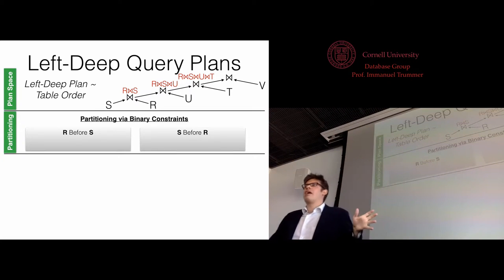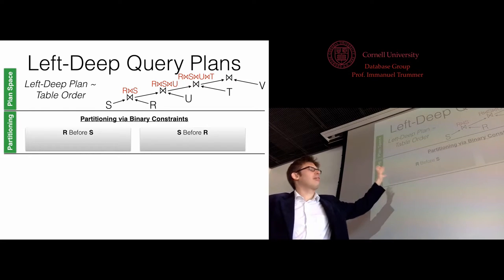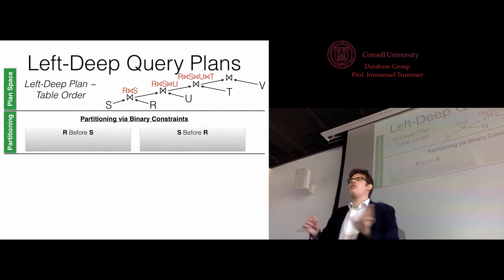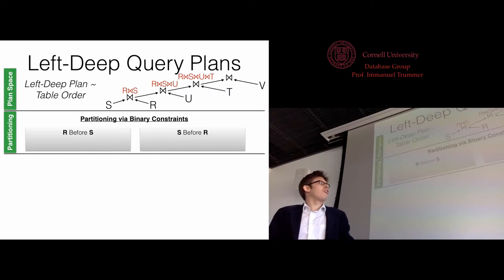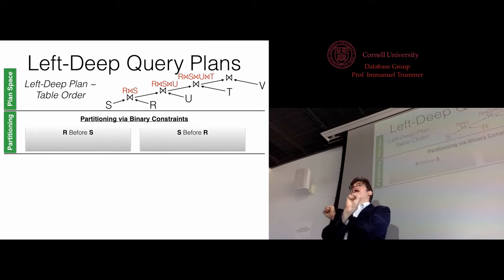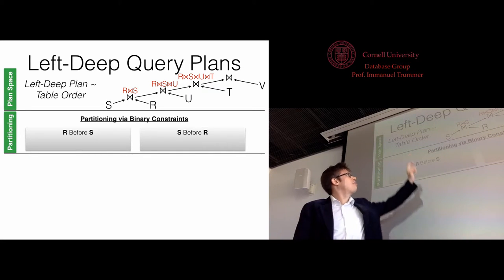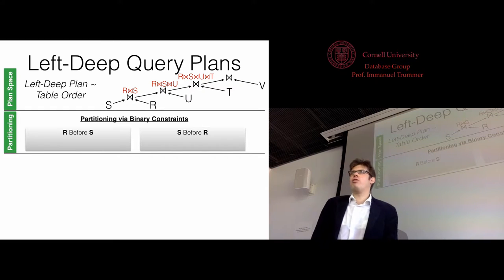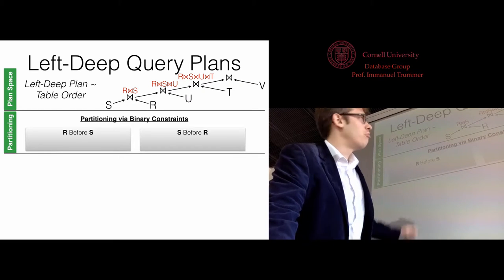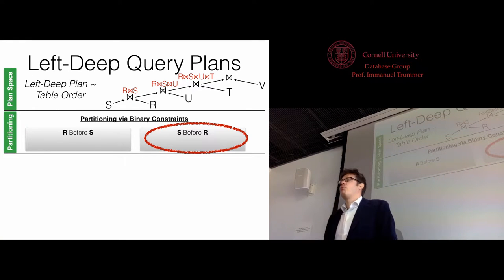Now I'm using constraints that refer to pairs of tables. Here, for instance, tables R and S. And I can decompose the plan space based on whether table R appears before table S or whether it's the other way around. And in case of the example plan, since table S appears directly before table R in the join order, reading from left to right, it means that it is in the right partition.